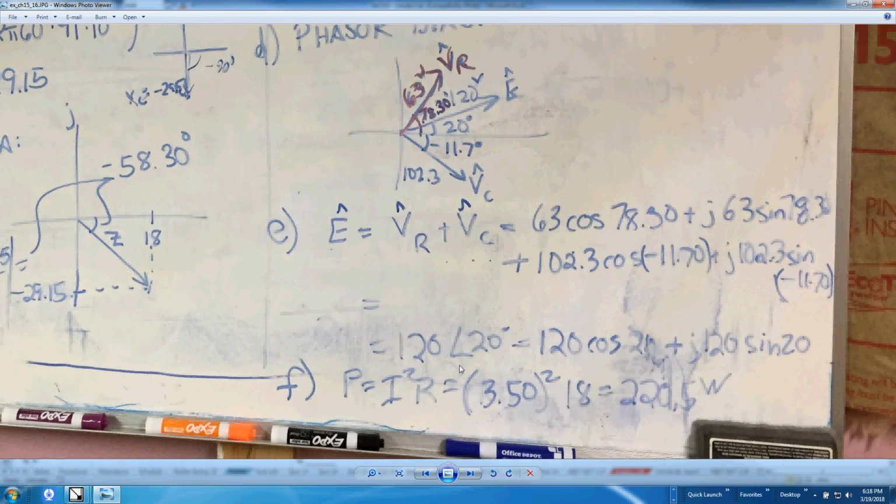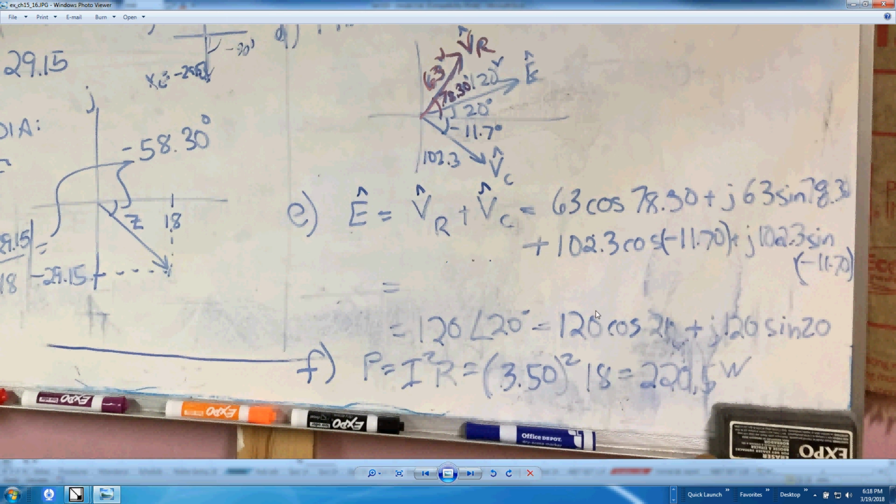Now, E is 120 angle of 20, so what we have here is 120 cosine of 20 plus J times 120 sine of 20. Now when you do manipulation of this sum here, you should end up with this sum here, but we're not going to do that because it requires some sinusoidal manipulation and things like that, and it's just going to be too much work. So we're going to skip all that math.